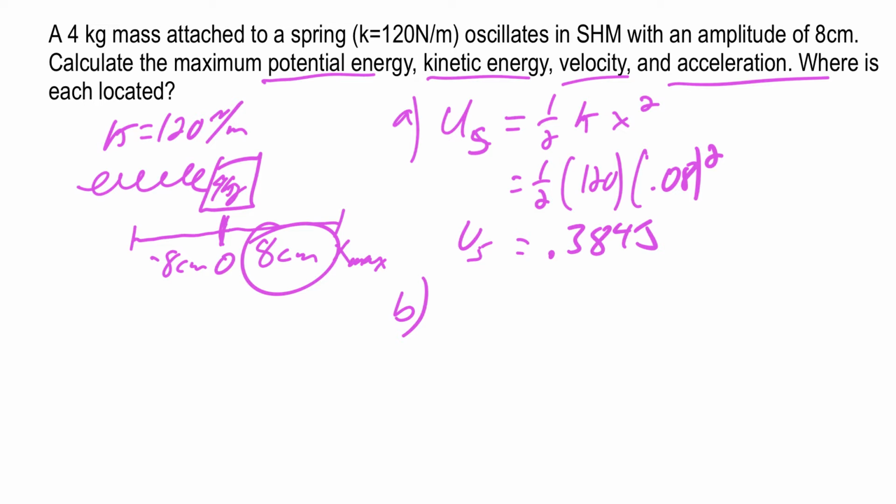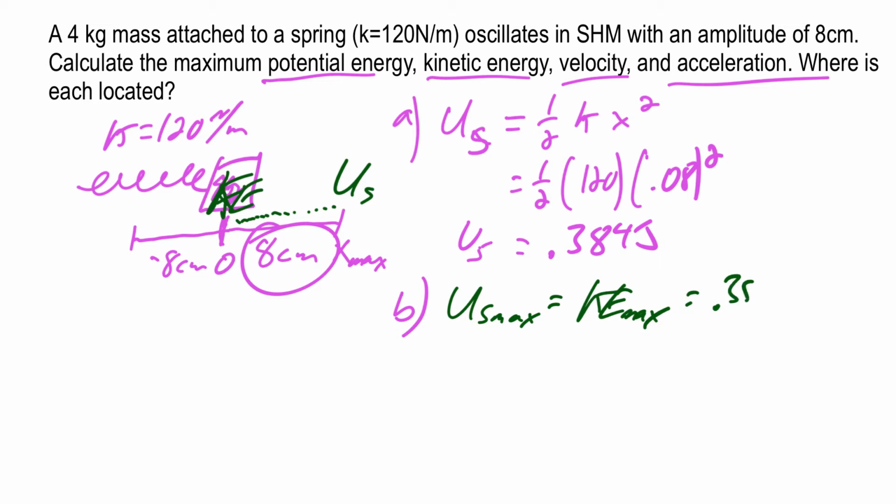Now remember, US max would be located, let me change my color here, about right here at this peak. And then as it's moving back this way, it's going to change into kinetic energy. So as long as there's no friction, then US max should equal KE max. So KE max is also going to be 0.384 joules.